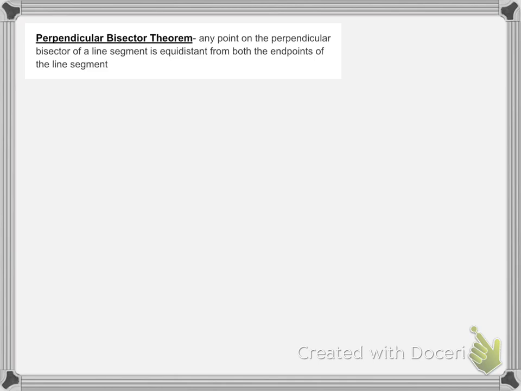The perpendicular bisector theorem says any point on the perpendicular bisector of a line segment is equidistant from both the endpoints of the line segment. Now, let's think about this for a second. Equidistant means same distance.